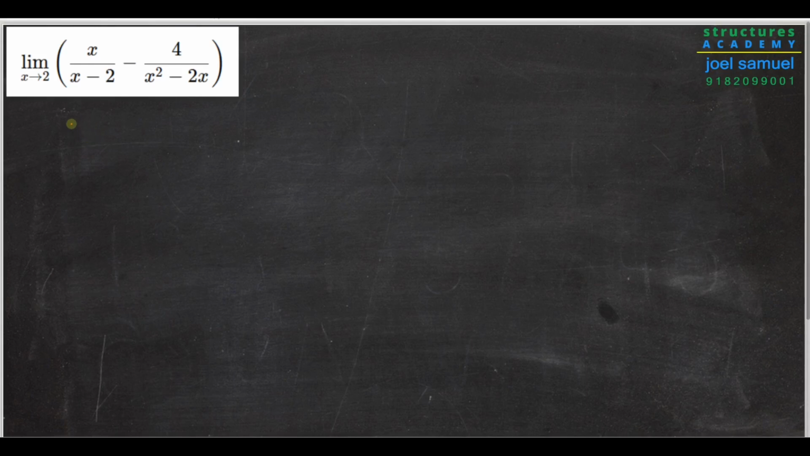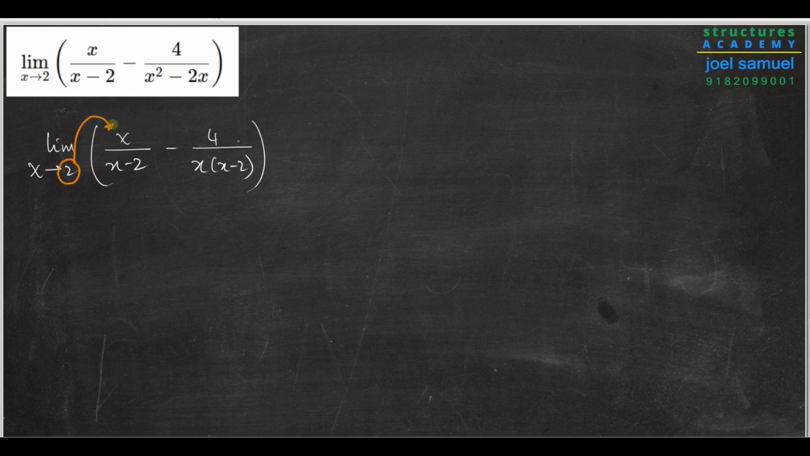Alright, let us look at another question where we are asked to evaluate the limit of x by x minus 2 minus 4 by x square minus 2x as x approaches 2. Limit as x approaches 2 of x by x minus 2. I'm going to rewrite this as x into x minus 2. Now the first step always is to try to substitute this directly into the function and see what we get.